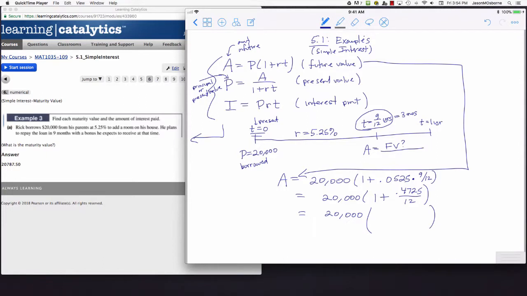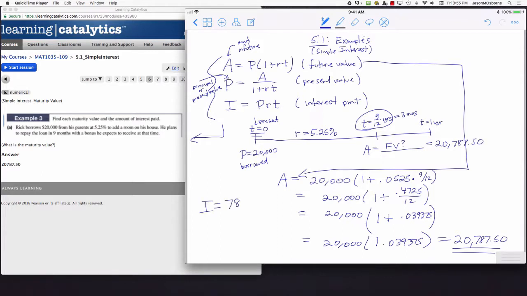It's important to break these problems up into as small steps as possible. Divide the 0.4725 by 12 to get 0.039375, which leads you to 20,000 times 1.039375. Multiply that result by 20,000 and you will get $20,787.50, which means that the person owes $20,787.50 here 9 months into the future. Another way to say that is that the person owes in 9 months $787.50 in interest. That is the interest payment, the fee for borrowing money. So that would be that problem solved.